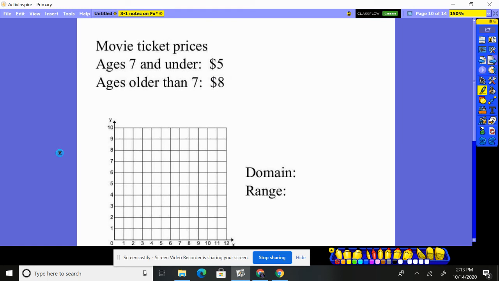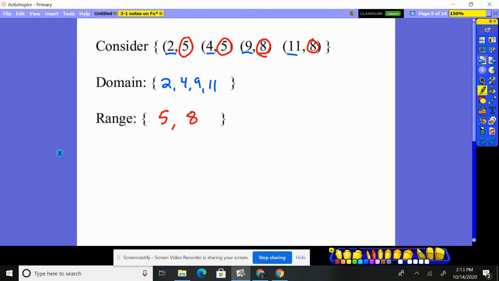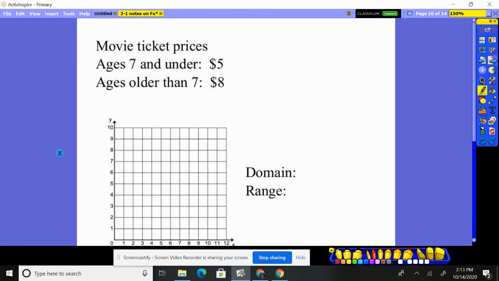Now you're like, well, hold on a second. That's a little weird. You're like, hey, when it's 2, you get 5. When it's 4, you get 5. Well, let's just look at a real life example here.